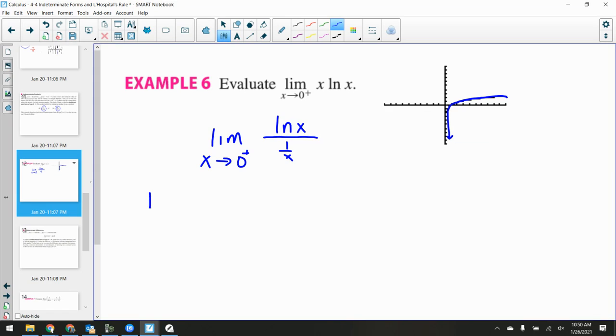I would then say the limit as x goes to 0 from the positive is 1 over x, because that's the derivative of ln of x, divided by the derivative of 1 over x. But isn't 1 over x just x to the negative 1? So I'm going to say negative 1 x to the negative 2. Bring the negative 1 down front, reduce the exponent by 1.